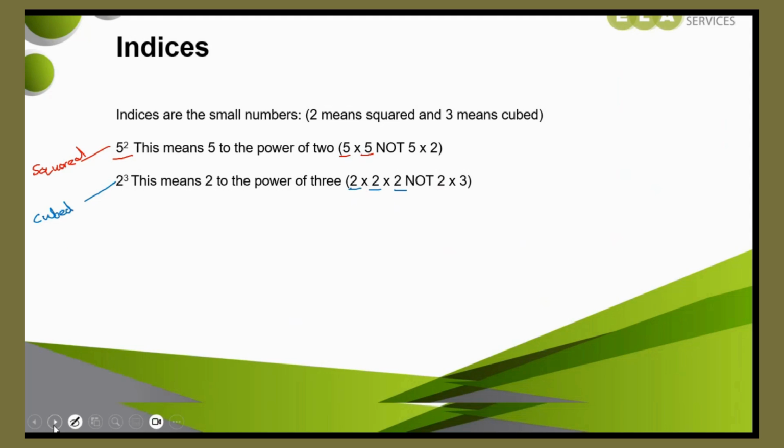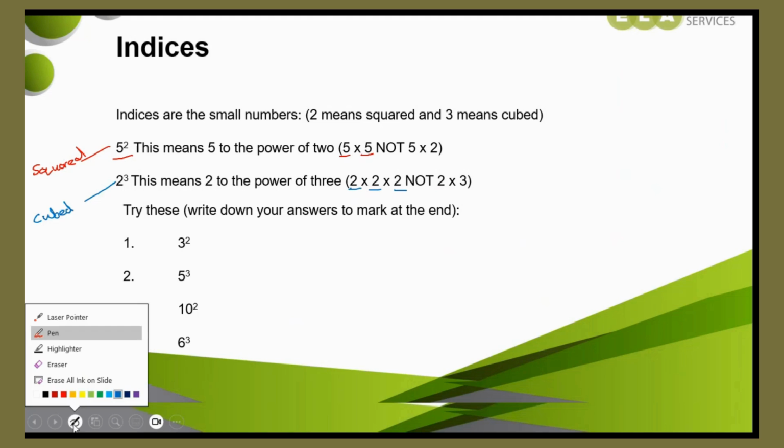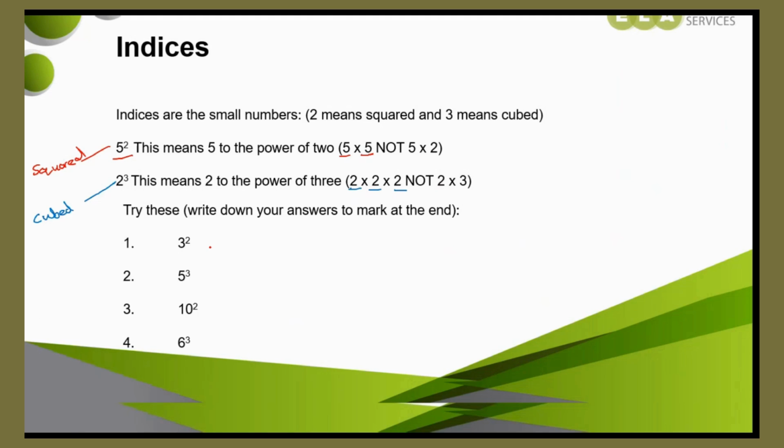Okay. So just a couple of questions to have a go at. I want us to really focus on questions 1 and 2. Remember that we've got 3 with a little 2, which means 3 multiplied by itself. So we're going to go 3 times 3, which gives us 9. We then have a little cube number here, so it's always important to write the calculation out first. The calculation is asking us to do 5 times 5 times 5. 5 times 5 is 25, then multiplied by 5, not 5 times 3.